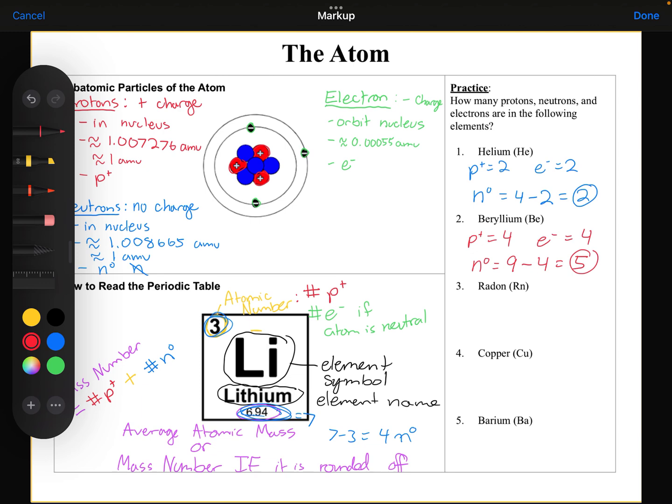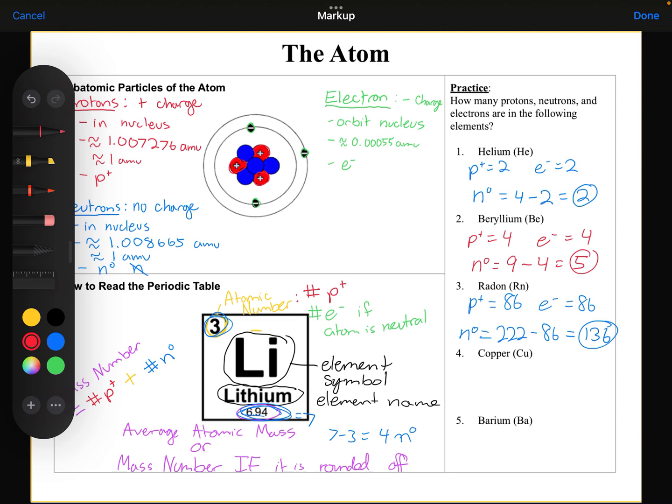Next, we've got our element radon, right? Radon is atomic number 86 on the periodic table. That tells me that it has 86 protons, and you guessed it, it has 86 electrons in neutral state. The number on the bottom of radon's box is 222. So I'm going to take 222 and I'm going to subtract out my atomic number 86, and that is going to give me 136 neutrons.